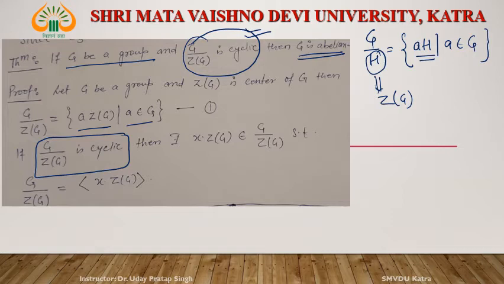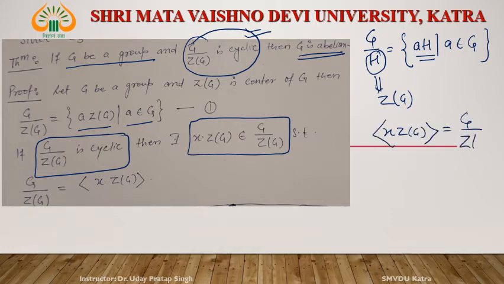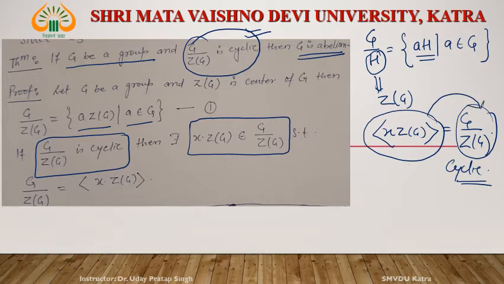Let us consider one element xZ(G) in G/Z(G) such that G/Z(G) is equal to <xZ(G)>. It means xZ(G) is the generator of G/Z(G), right? Why? Since this is cyclic, it is given that this is cyclic, then there exists at least one element which is a generator of this group.